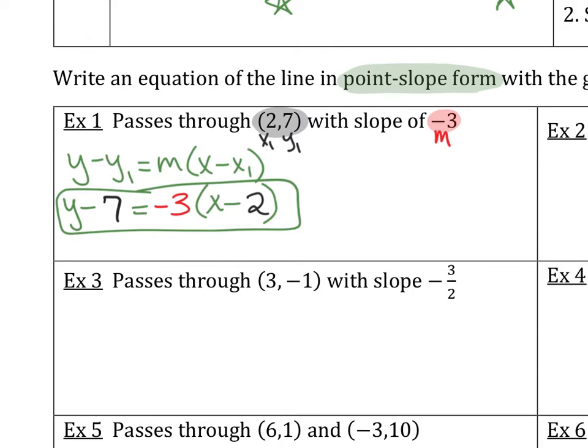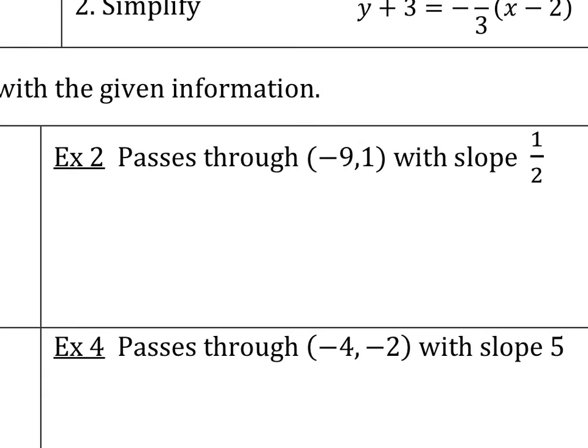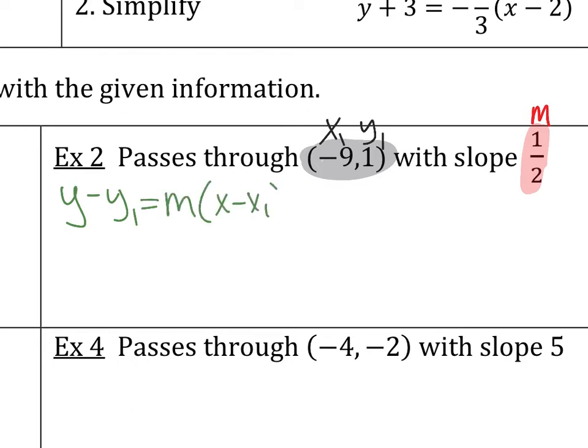So let's go over example 2. Let's go with David. David, what should I label this as? X1, Y1. Great. And then Alex, what is this number? M. Thank you. Cool. All right. So then if I'm given a point and a slope, then I should fill out point slope form. Y minus Y1 equal to M times X minus X1.